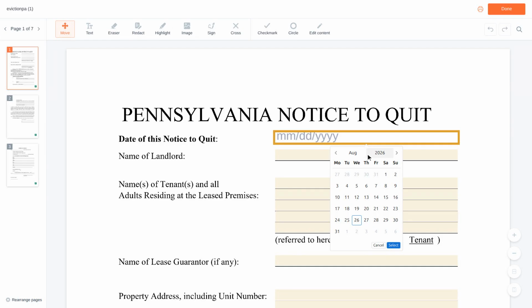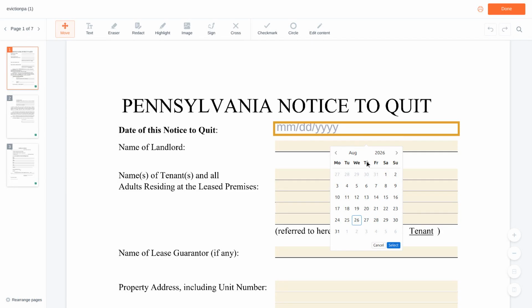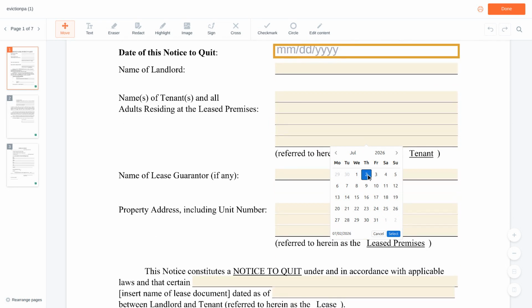The form asks for every tenant and every adult residing at the premises, so list each one on its own line. If the lease has a guarantor, name them too, and if a line does not apply, write NA rather than leaving it blank.